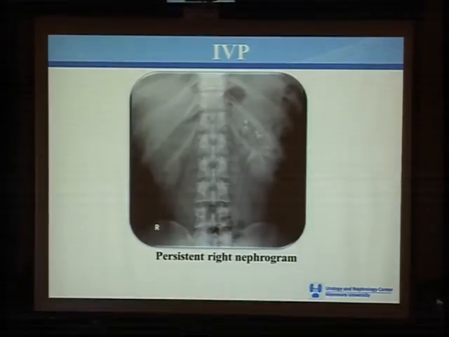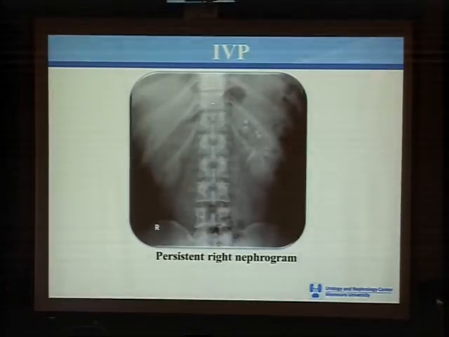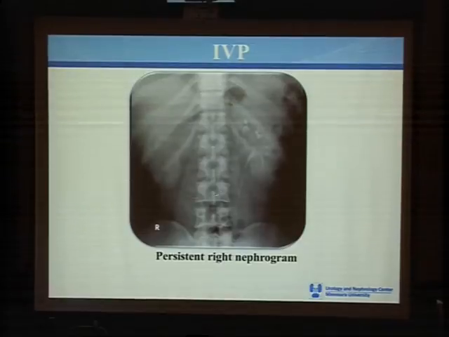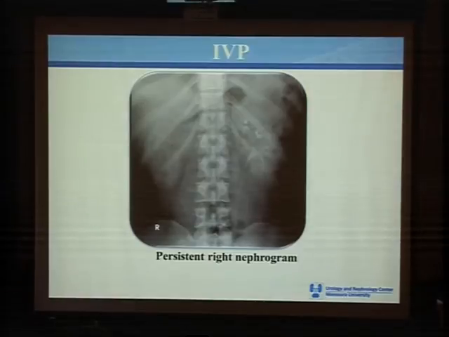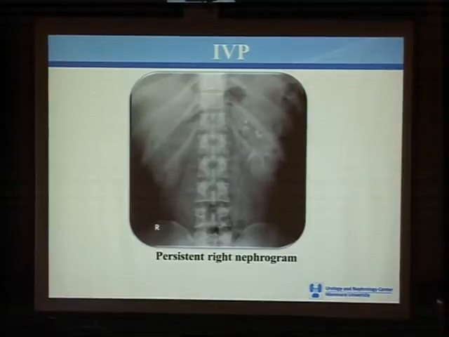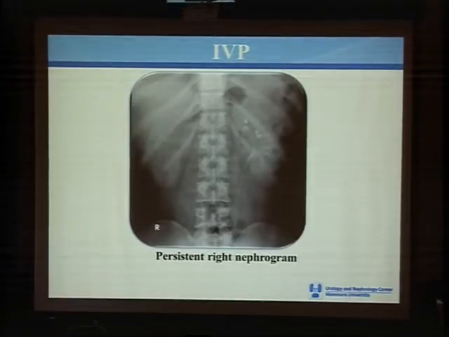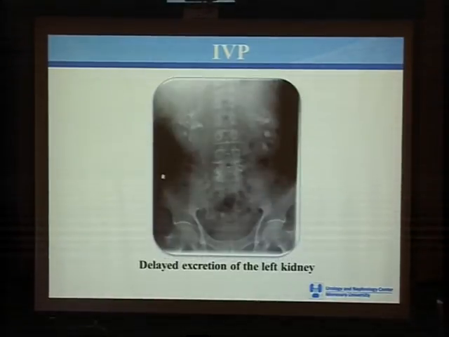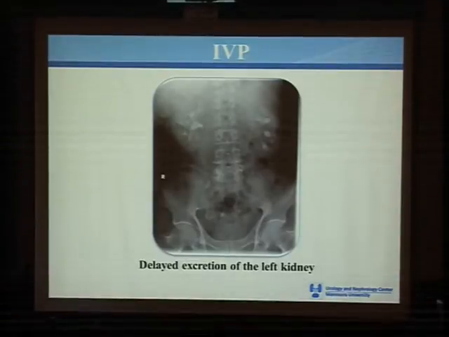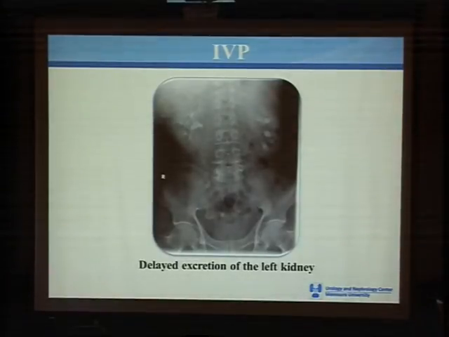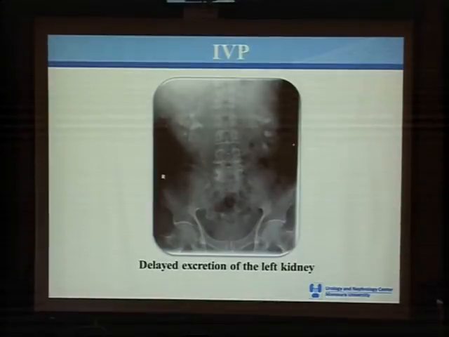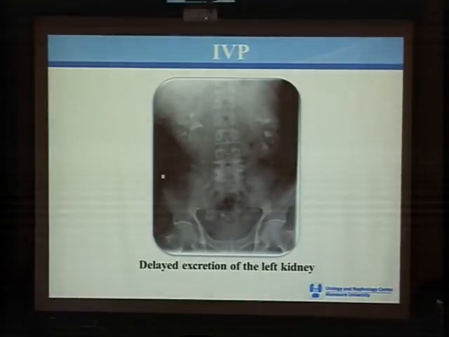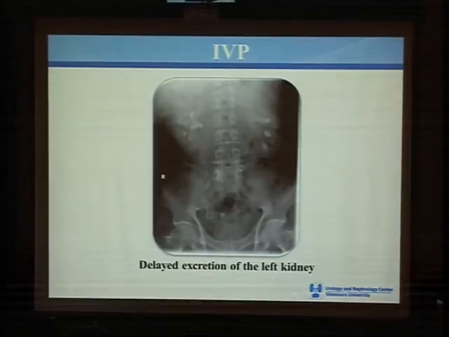This is an example of persistent nephrogram. You see, here is the kidney, the right kidney. It appears white in color. Why? Because of entrapment of the dye inside the parenchyma. The parenchyma is not able to excrete the dye to the pelvicalyceal system. And this is an example of delayed excretion of dye by the left kidney. This would be after 2 days of injection of radio contrast material.